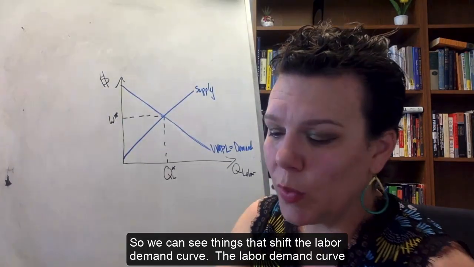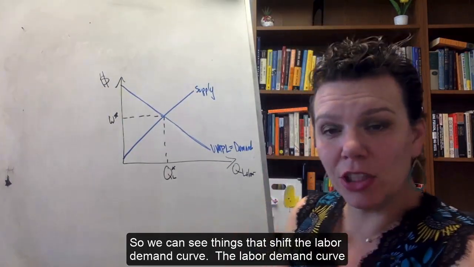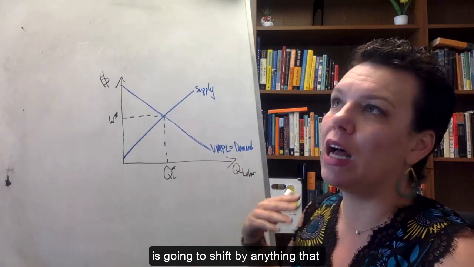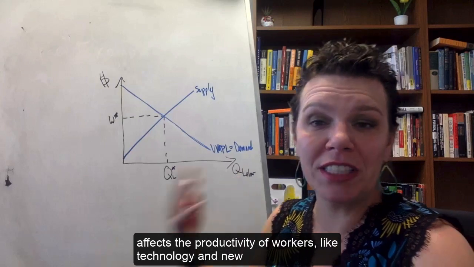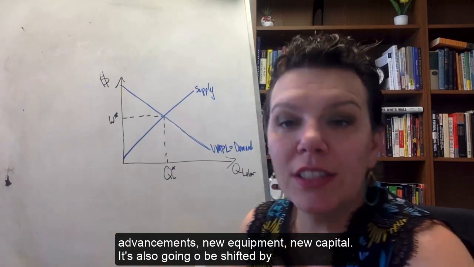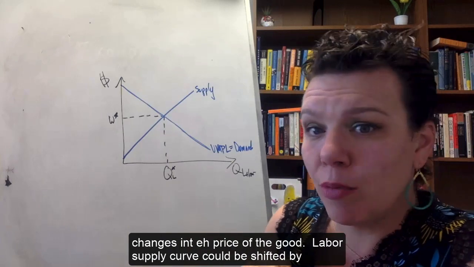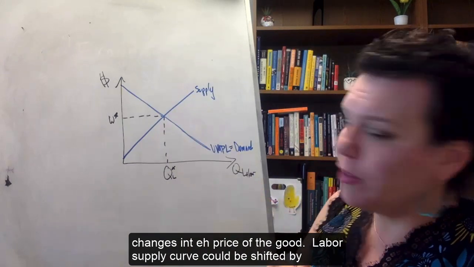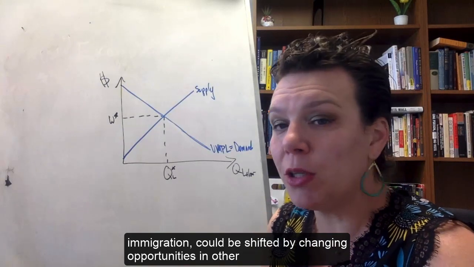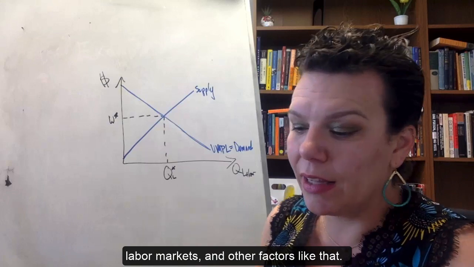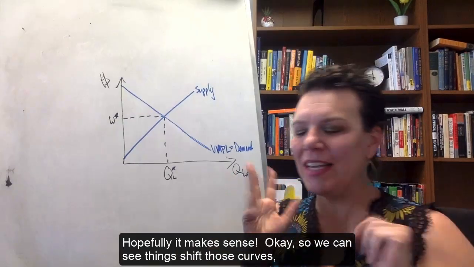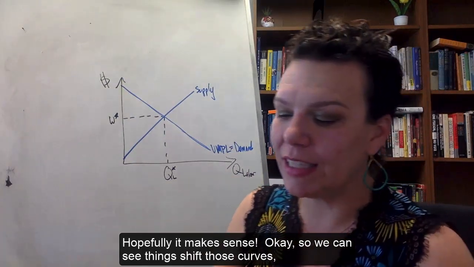Cool? So we can see things that shift the labor demand curve. Labor demand curve is going to shift by anything that affects the productivity of workers, like technology and new advancements, new equipment, new capital. It's also going to be shifted by changes in the price of the good. Labor supply curve could be shifted by immigration, could be shifted by changing opportunities in other labor markets, and other factors like that. Okay, does that make sense? Hopefully it makes sense. Okay, so we can see things shift those curves.